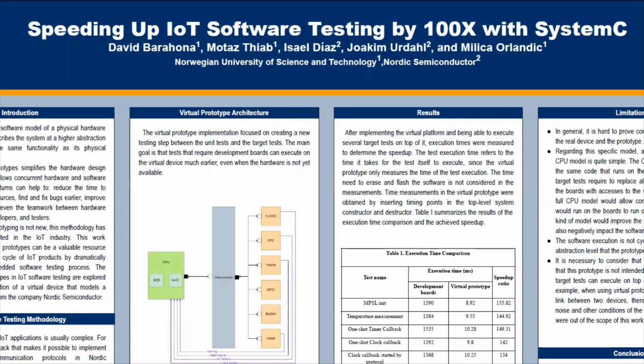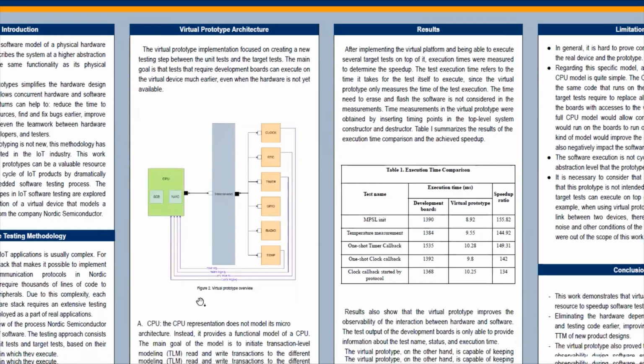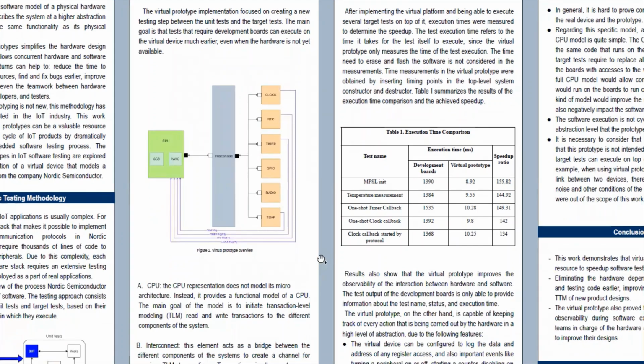It does not include the time needed to erase and flash the software under test to the development boards. While the execution time for the virtual prototype has been obtained by inserting time points in the constructor and the destructor of the top level of the system model. The results are summarized in the following table, showing the speedup obtained from the use of the virtual prototype compared to the development boards for all the tests that are used. And on average, we have a speedup of around 150 times for the tests.